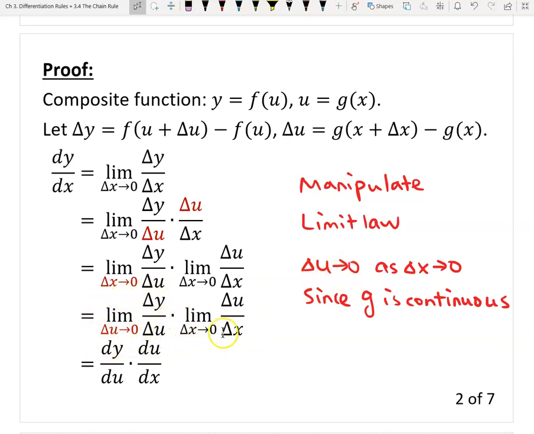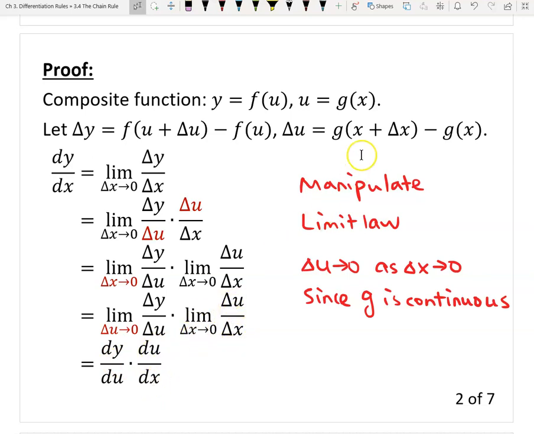We have two limits, and each limit is a derivative. What is the first limit? Delta y over delta u as delta u goes to 0. What does this mean? This is the average rate of change, and the limit is dy du, the derivative of y with respect to u. How about the second? Delta u over delta x, which is du dx.